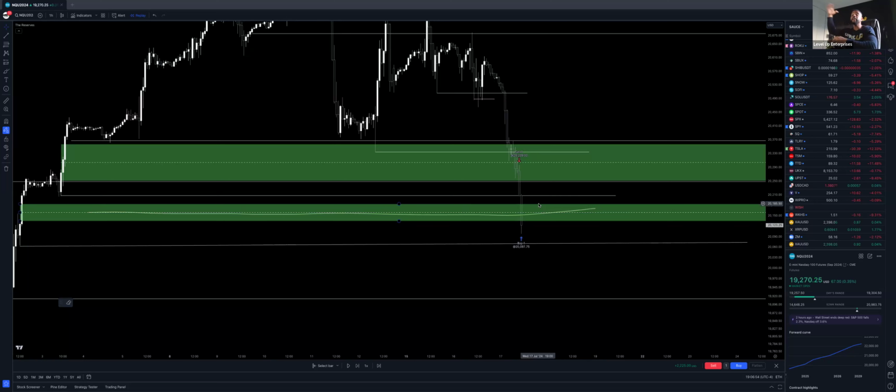I'm looking at the higher time frames, where the fair value gaps are at, what are my liquidity points, and whether or not price is respecting or disrespecting my fair value gaps.